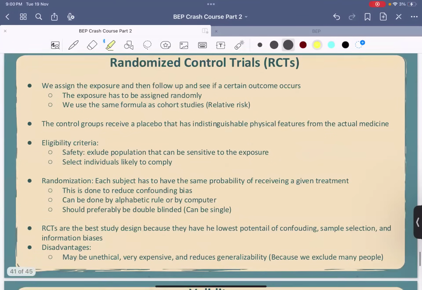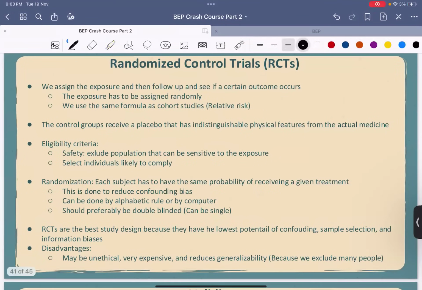We're just going to start randomized controlled trials. As we said, randomized controlled trials are the only type of experimental study in which we actually do something to the patients. So we assign the exposure. For example, the exposure might be the treatment, the new treatment we're trying out, and then follow up and see if a certain outcome occurs. So it's always prospective. The exposure has to be assigned randomly. This is very important, from the name, randomized controlled trial. It has to be randomly assigned. If there was any bias anywhere in distributing this exposure, then the randomized controlled trial becomes weaker and weaker.